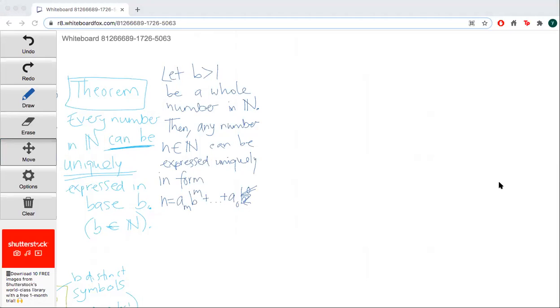And also, by the way, like we looked at earlier, the digits have to be between 0 and b minus 1, because we only need b symbols. And when I say m, I just mean an arbitrary index.